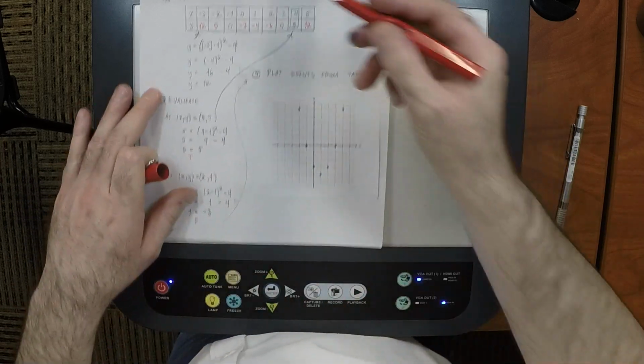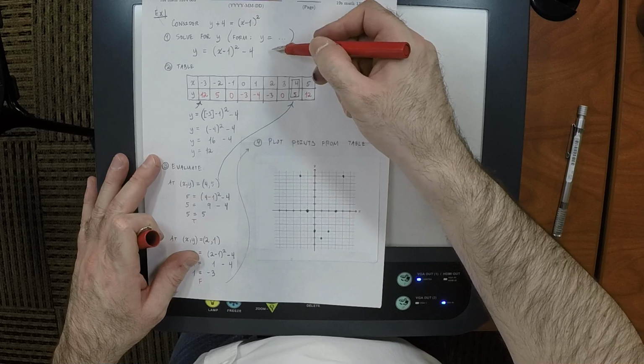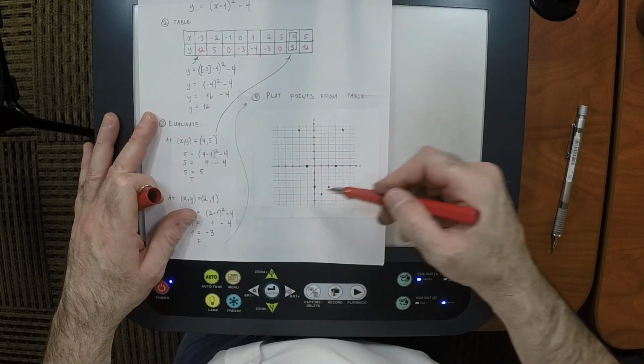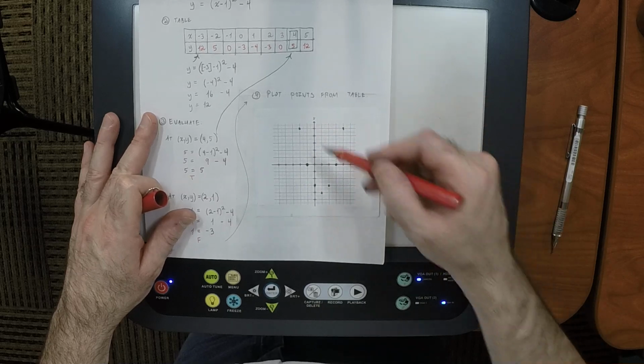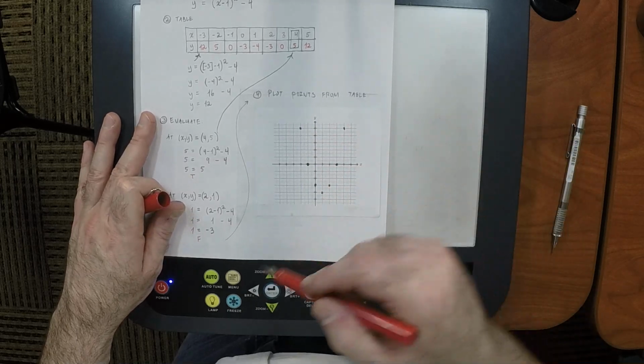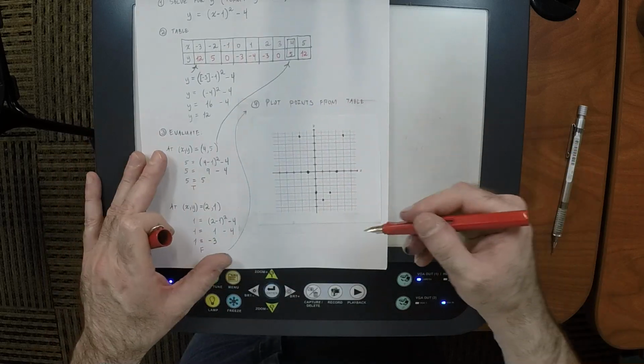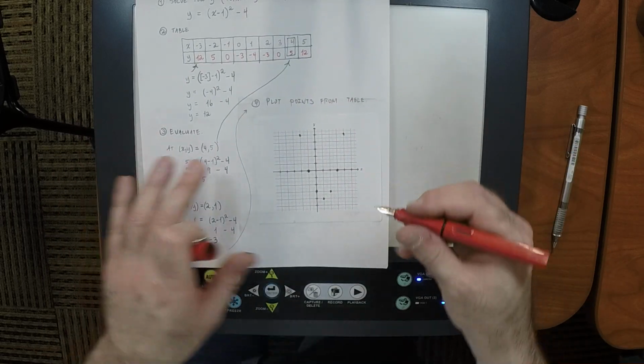And now, because this equation is a nice equation, we could get a better idea of exactly what the picture should look like if we just kept plotting more and more points. But because it's a nice equation, we can more or less get the right idea by just connecting the dots smoothly. So I'll do that.